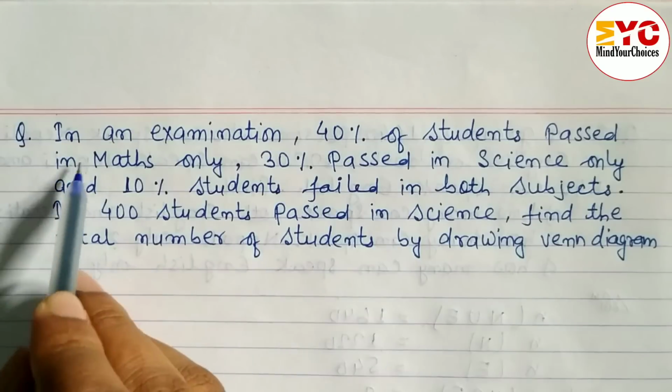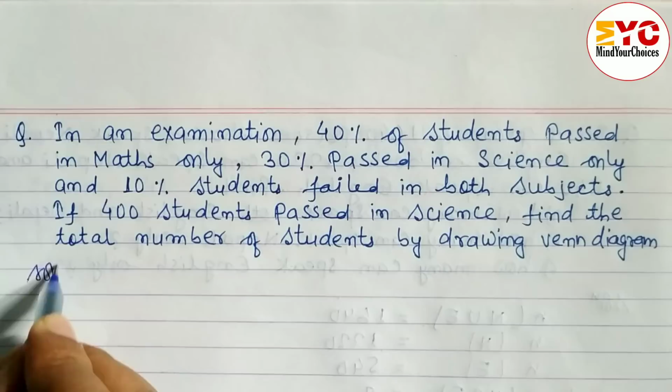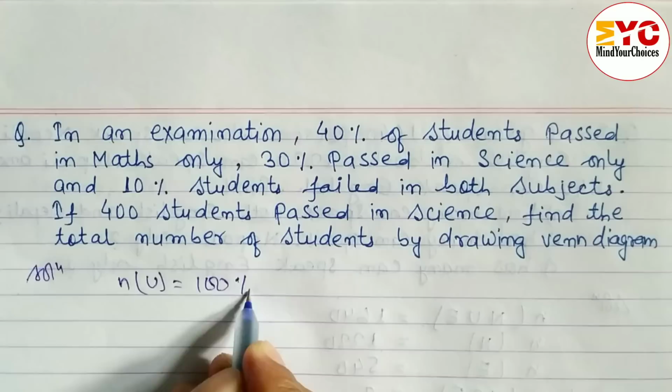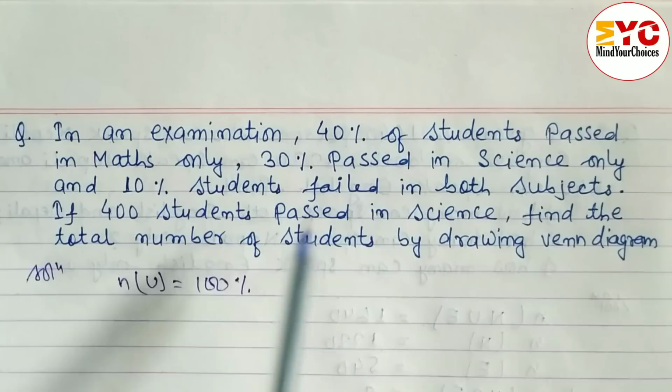In an examination, 40% of students passed in math only, 30% passed in science only. So let's make a start. If the question is in the form of percentage, then always we have to let n(U) equal to 100%. n(U) means total.